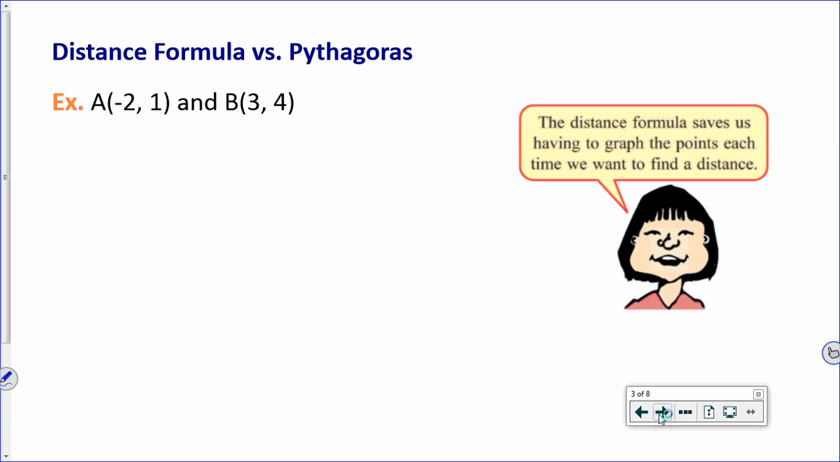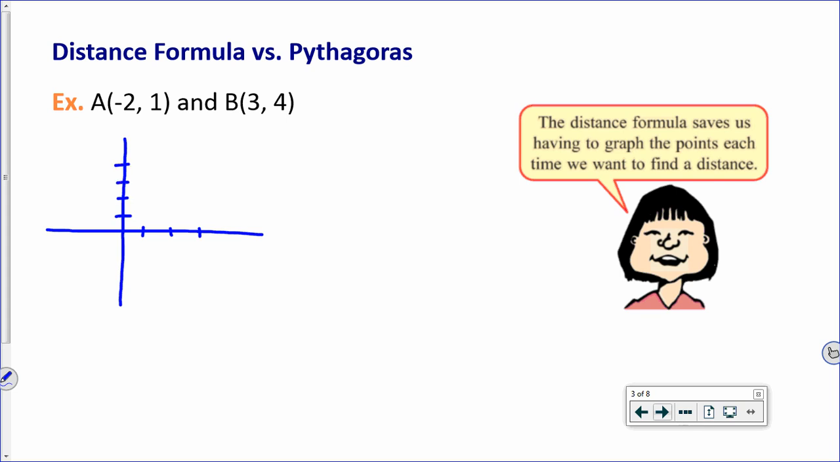The way we would have done this back when we first practiced finding distance between 2 points would have been on the coordinate plane. So as the cartoon says on the side, the distance formula saves us from having to graph the points on the coordinate plane every single time we want to find a distance. Just to illustrate what that looks like, these are the same 2 points A and B that we just found the distance of on the previous slide.